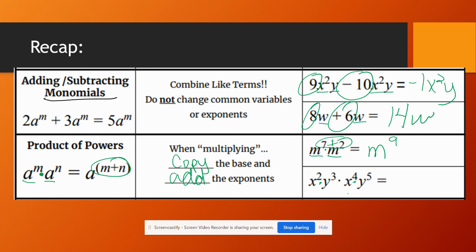Because this is all multiplication, that's okay. We have x and x. 2 plus 4 is 6. And then we have our y's. So y and y. 3 plus 5 is 8.